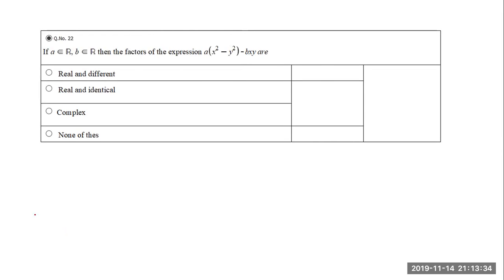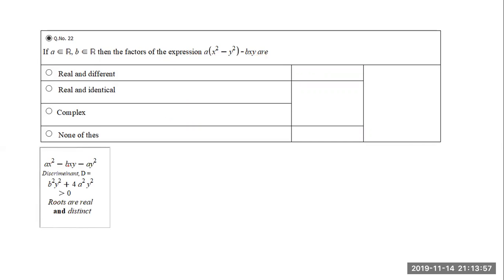21 problems you have said yes, right? Only 3 problems there. I hope you will not lose. Now, if a is a real number, b is a real number, then the factors of the expression a into x squared minus y squared minus bxy are. So what we have to do is bring it in the form of quadratic equations. We will see how we are doing it.